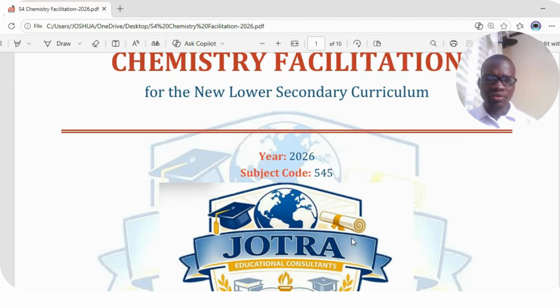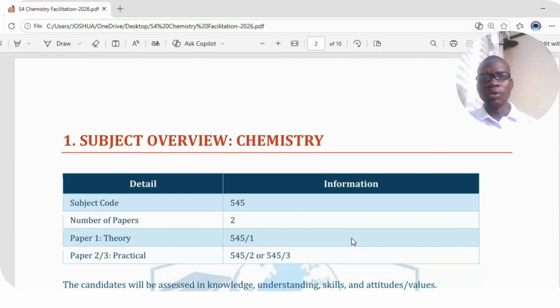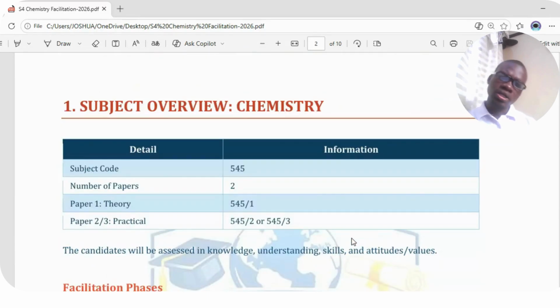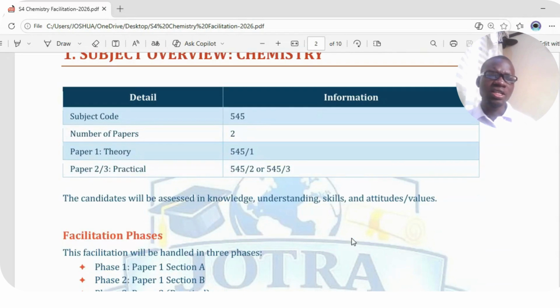This year is 2026, Sunday is when I'm actually taking you through this session. So our subject code is 545, and I want us to first of all know the details of the subject. The subject code is 545, and then number of papers are 2. We have paper 1, that is the theory part of it, then paper 2 or 3, that is the practical part of it. So the candidates will be assessed in knowledge, understanding, skills, and attitudes, values.